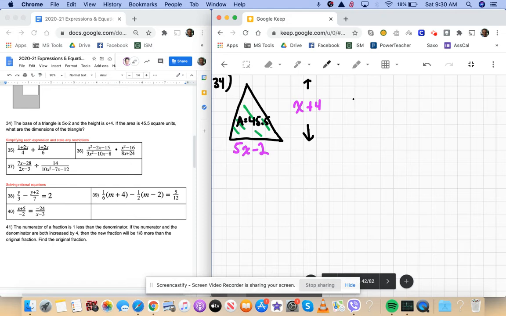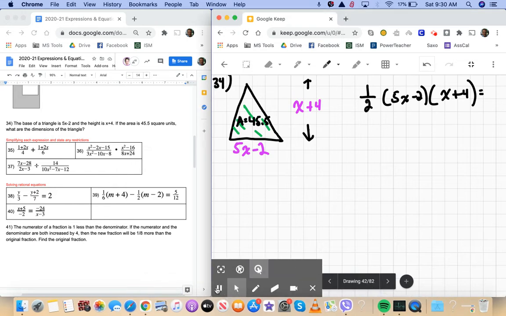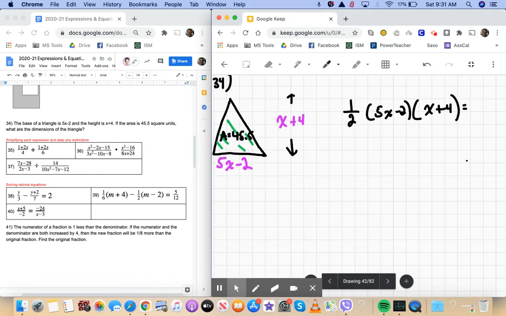All right, so what do we know about finding the area of a triangle? Well, it's half of a rectangle, right? So it's half the base, what's our base? That's 5x minus 2, times its height. That works for any triangle, right? And that is equal to, what does it say? 45.5, right? 45.5. All right, so I've got decimals and I've got fractions, and actually they have the same denominator because 0.5 is a denominator of 2.